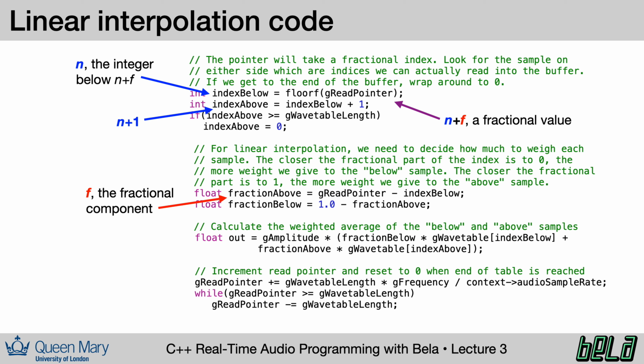Now into the second part of this code, what we need to do is extract just the value of f, the fractional component of this read pointer, apart from its integer component. And that's actually reasonably easy to calculate. We just take the read pointer, which was representing n plus f, and we subtract index below, which represented n. And so what we're left with is only the fractional component f, and we're calling that fraction above and storing it in a float. Then from there, calculating fraction below is quite easy. We just take 1.0 minus fraction above, and these are going to give us the 2 weights for the sample before and after the read pointer. So then finally we're able to implement the formula that we saw before. The output value is equal to the fraction below times the wavetable at the index below, plus the fraction above times the wavetable at the index above. And then notice that I'm scaling the whole thing by gAmplitude just to set the overall levels. Incrementing the read pointer works exactly as it did before. There's no change there. It's just a change to how we access the wavetable.